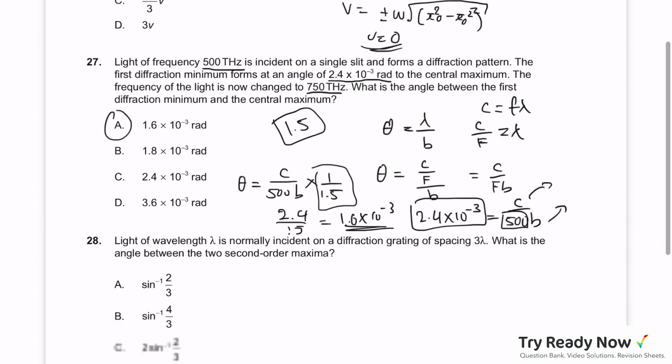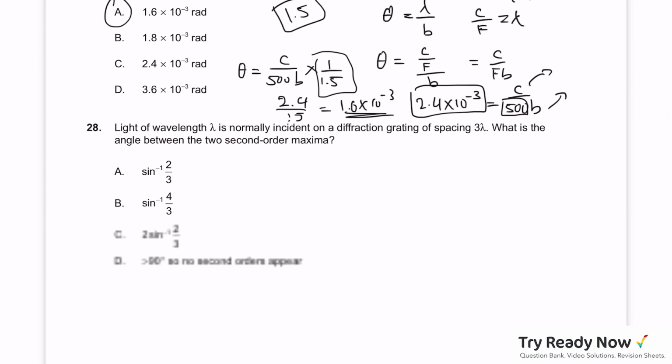Okay, now moving on to question 28. This is a diffraction grating question. We shall use this formula that we can find in subtopic 9.3, which is our diffraction grating formula.